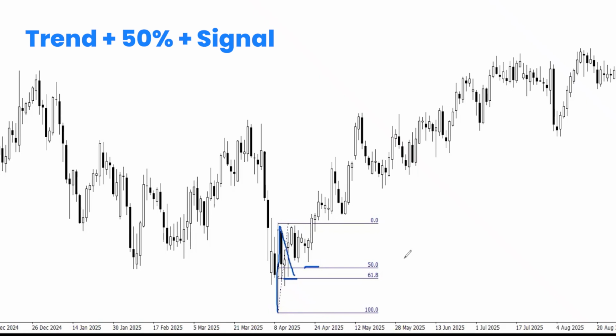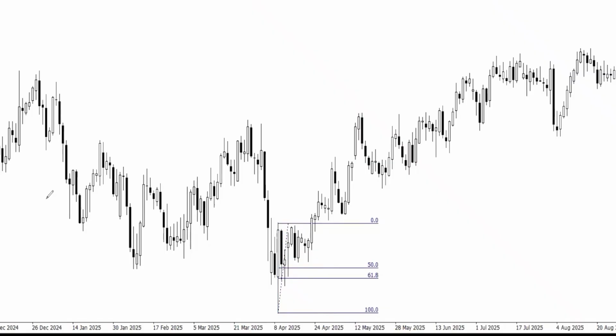If you get your signal, provided you know what your signal is, in line with your trend, then you have a very high probability area of the chart to trade from. Let's have a look at some more examples.